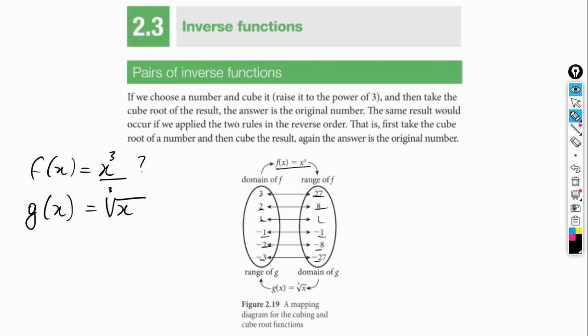Now, if we go the other way, in the other direction, and we use g of x, which is cubic root of x, the opposite would happen, right? Because the cubic root of negative 27 is negative 3. The cubic root of negative 8 is negative 2, and so forth. So the point is that when you have a pair of functions that are the inverse of each other, this is what happens. Let's say f of x is equal to x cubed.